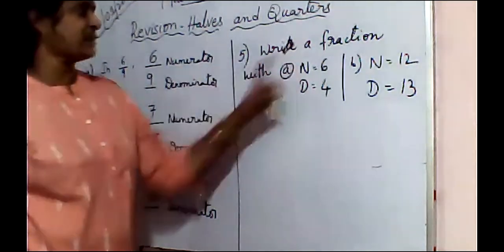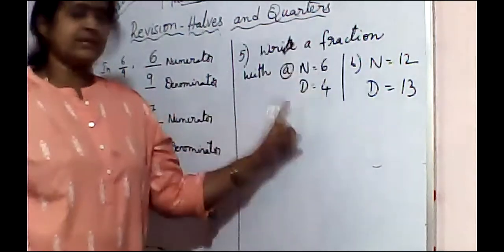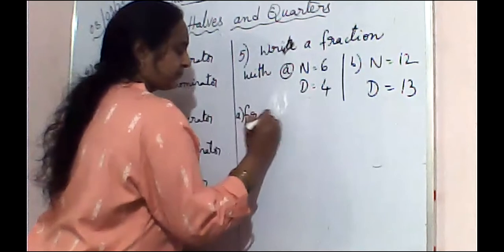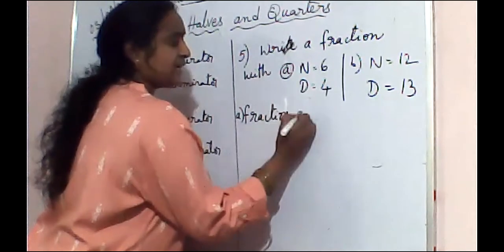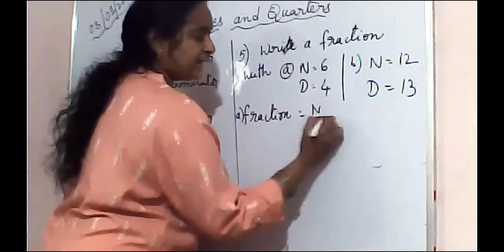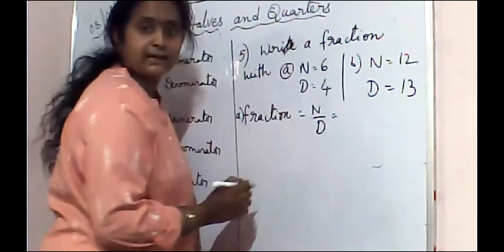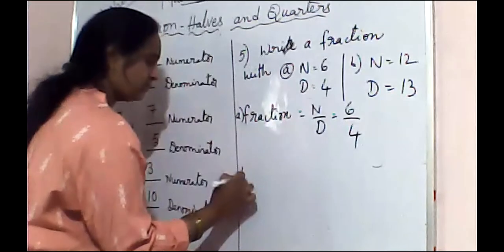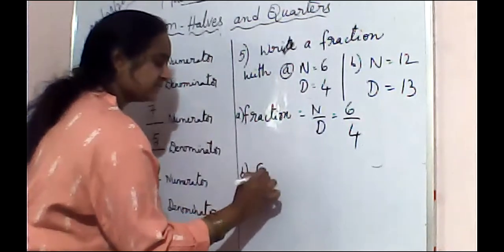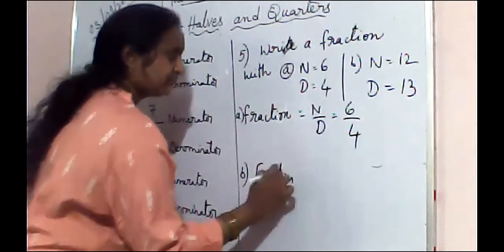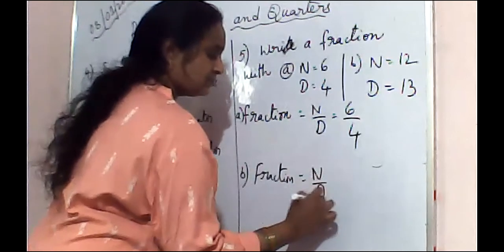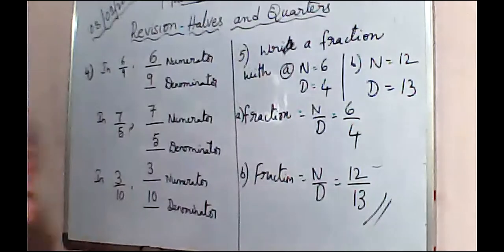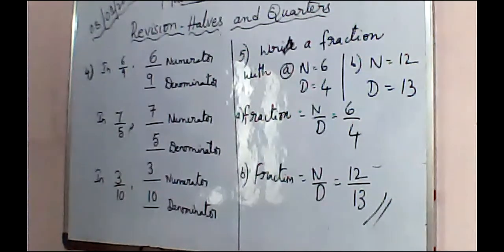Now, write a fraction with numerator 6, denominator 4. So now you have to write the fraction. What is the fraction here? Numerator by denominator, 6 by 4. Next, numerator 12, denominator 13. 12 by 13. Very good.